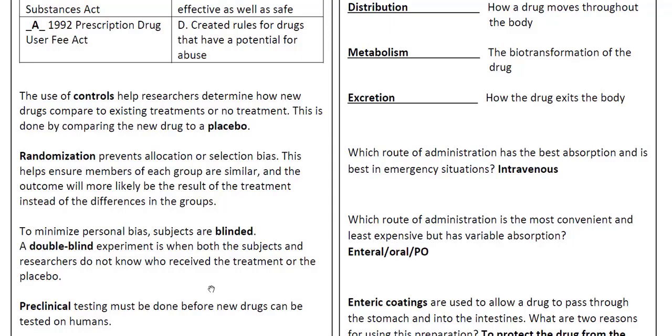A double-blind experiment is when both the subjects and the researchers do not know who received the treatment or the placebo. Groups are treated the same, and the placebo is usually matched so that it appears identical to the treatment. It's revealed at the end of the trial who was in each group.